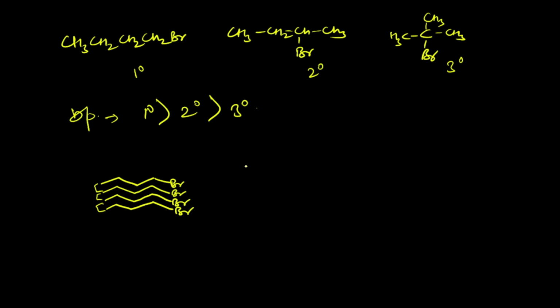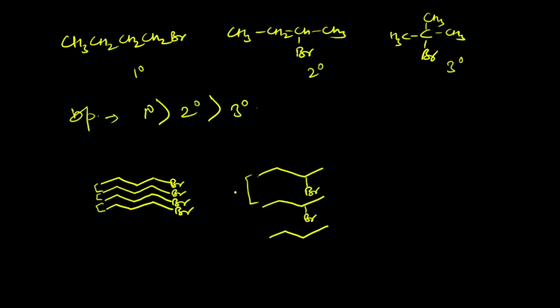For secondary, how is this stacking? Let's see. 1, 2, 3, 4, so 4 carbon. Now bromine is here, right? The second molecule will be here, then bromine will be here, then the third molecule will be here, because we have to provide space. Now see the distance. It is increasing, right?